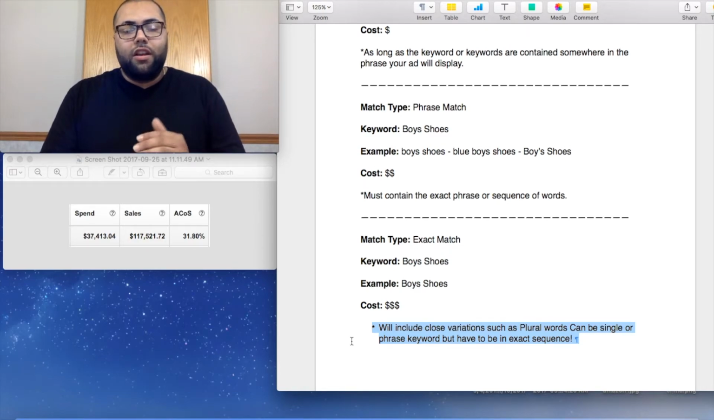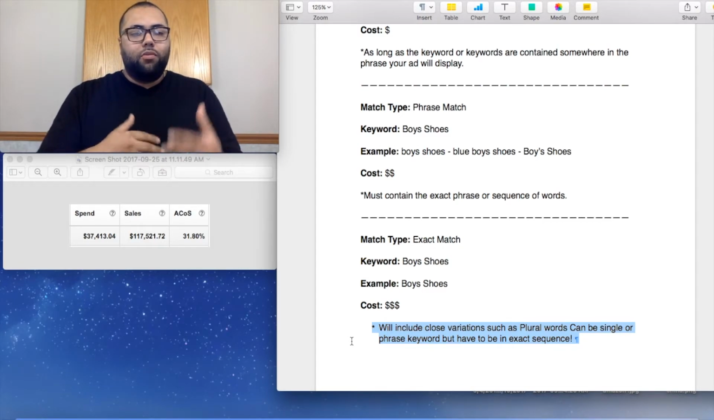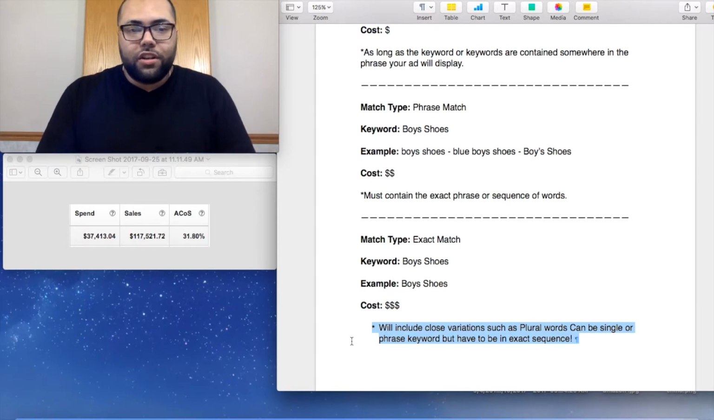All keywords in all PPC platforms are not case sensitive. A lot of people put their keywords in twice. They put a capital variation, then they put a lowercase variation. You're wasting your time and it could negatively affect your campaign. None of these PPC platforms are case sensitive.